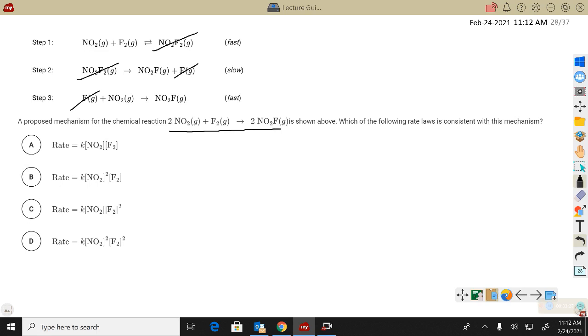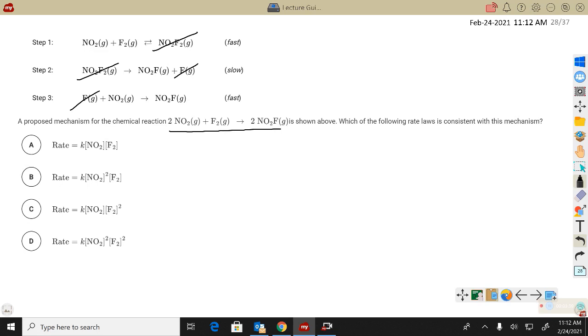And we do. I would have a total of 2 nitrogen dioxide on the reactant side. I'd have the 1 fluorine, and I would have the 2 NO2F on the product side. Okay, so yeah, step 1 is great. Simplifies to the desired balanced equation. And now they're kind of saying that if this were an acceptable mechanism, which of these rate laws should be consistent? Which of these rate laws should I experience if I go in the lab?